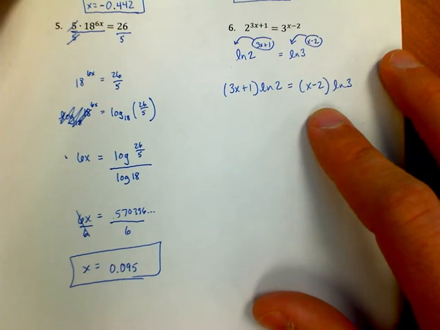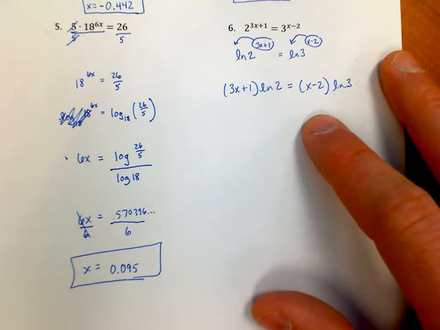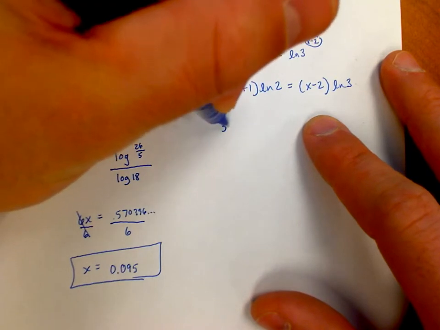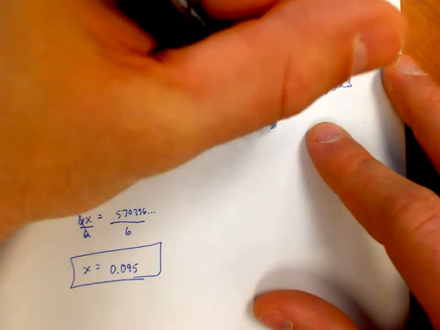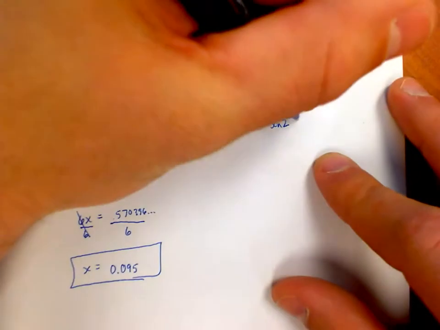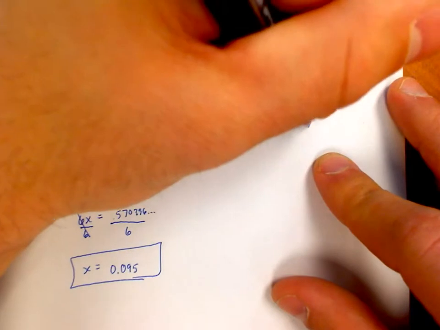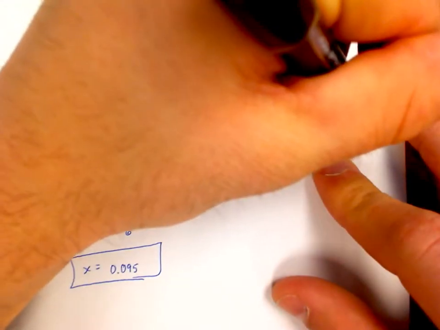Next step, this is a complicated problem. Next step is distribute out the 3x and the 1 to the natural log of 2. So I'm going to have 3x times the natural log of 2 plus 1 times the natural log of 2, which is just natural log of 2. On the right-hand side, I have x times the natural log of 3 minus 2 times the natural log of 3.